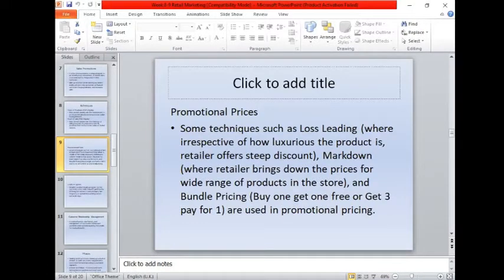Promotional prices, as I have said, are part of sales promotion, which is the buy one, take one. It's about combining two products with a discounted price. Okay.